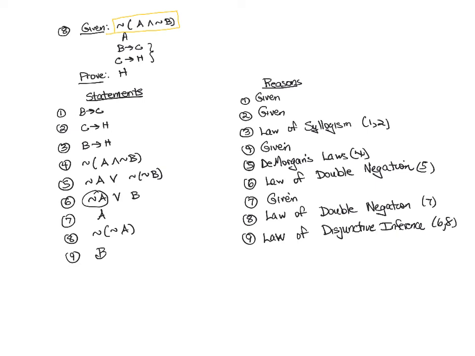But we still have to prove H. So going back to this step, if we put if B then H is true and B is true, we have a true conditional and its antecedent is true. We conclude H by the law of detachment using steps 3 and 9. Okay, and that completes our proofs for today.